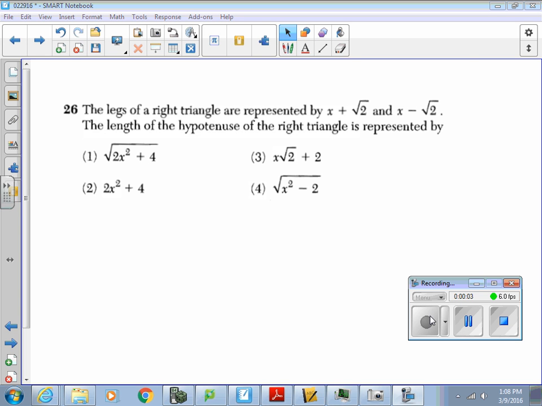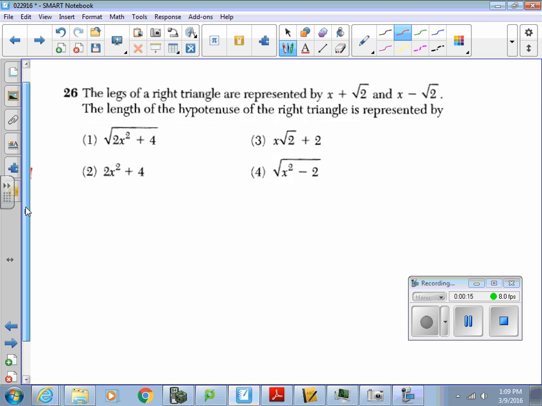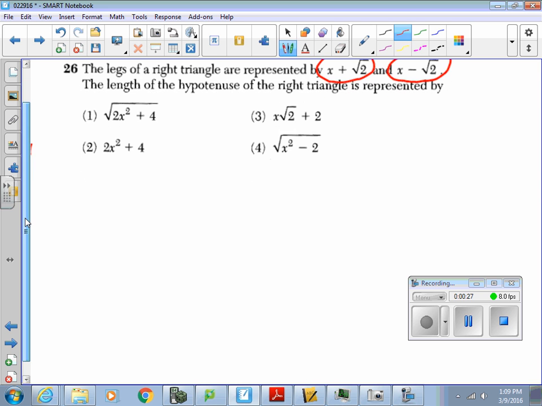Okay, I'm going to go through problems 26 through 30 on the 2016 exam. So let's look at problem 26. It says the legs of a right triangle are represented by x plus radical 2 and x minus radical 2. The length of the hypotenuse of the right triangle is represented by one of these four expressions.